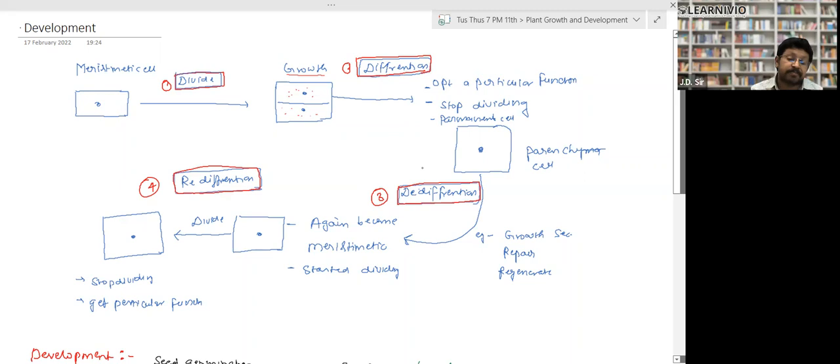For example, dedifferentiation takes place during repair, when the cells regenerate, and when secondary growth takes place. After dedifferentiation, when the cells divide, these dividing cells again get differentiated. Now we call it redifferentiation. The dedifferentiated cells divide, again get a particular function, stop dividing, and become permanent cells. This is called redifferentiation. So this is differentiation, dedifferentiation, and redifferentiation.